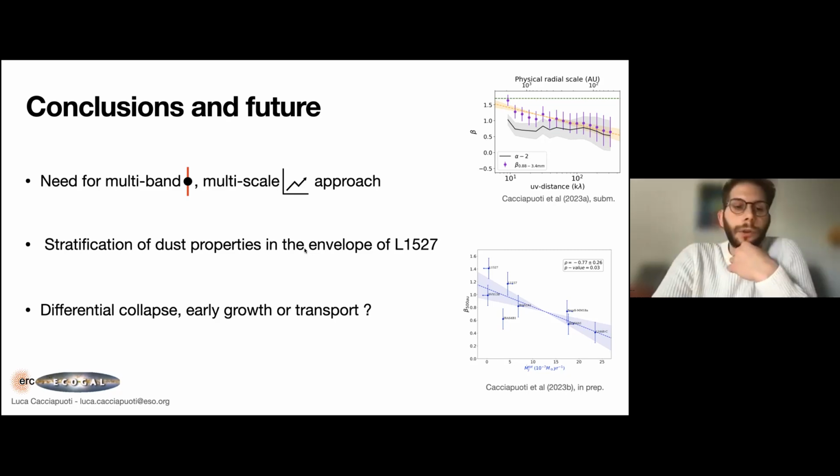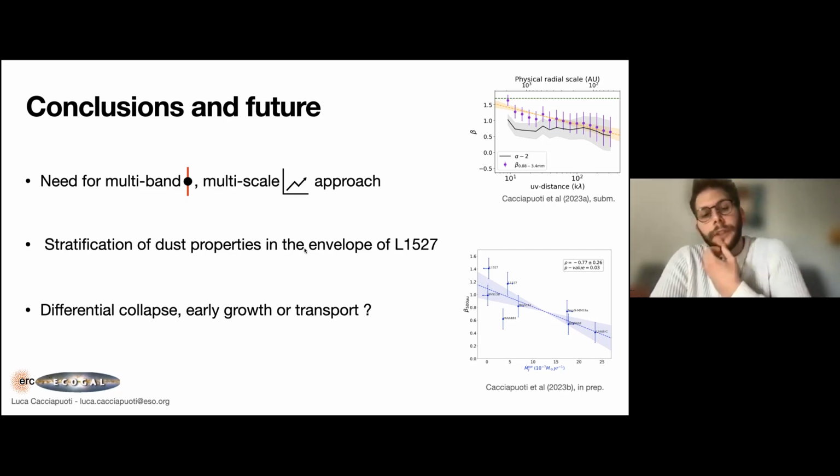Yeah, thanks for the question. As I said, the differential collapse we put in the discussion because, as usual, things can happen, but just based on lifetimes, we think it's probably not the case, at least specifically for L1527. It might be the case for other sources. I think the way to discriminate whether there is an interplay of early growth and transport, or just one of the two, will really come from simulations in the next years.